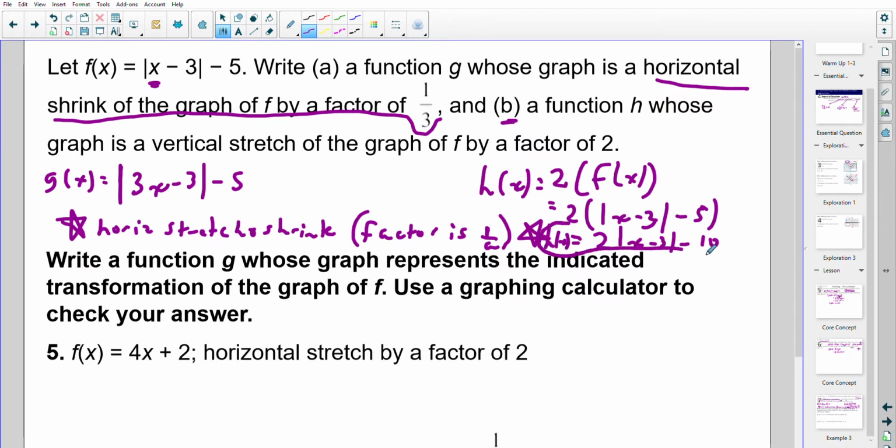Now, you can see there are very subtle differences here. Just the word horizontal or vertical changes everything. If it's horizontal, it has to be affecting just the x. If it's vertical, it affects the whole f of x. Horizontal, you have to use the reciprocal of the factor that it's talking about. So if it's talking about 1/3, you have to multiply it by 3.